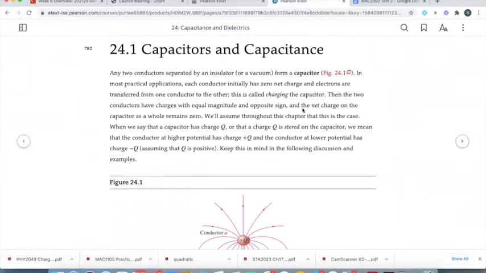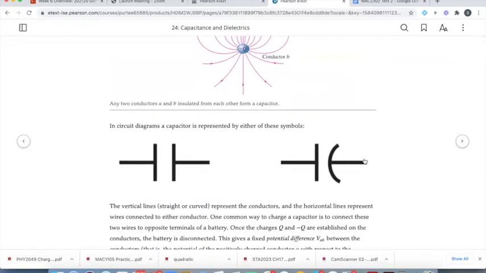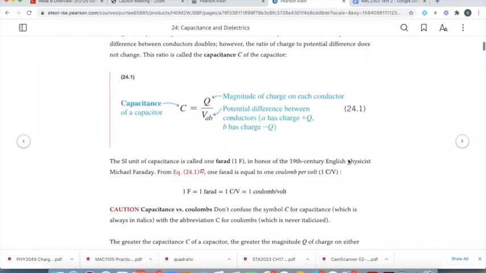Through the chapter, again, I'm just going to be pointing out some of the interesting features of capacitors. So we're going to be doing circuits coming up pretty soon. This is the circuit element for a capacitor. We use either one of these. A capacitor is kind of like a battery. It's a way to store charge.